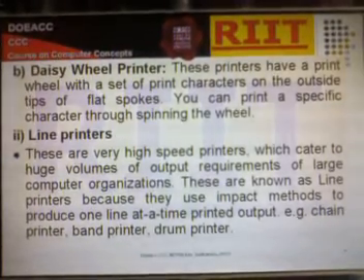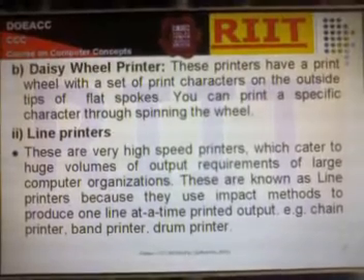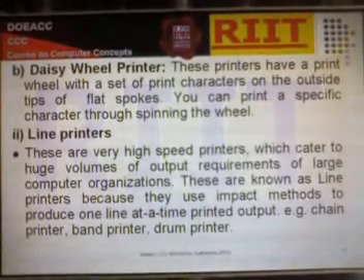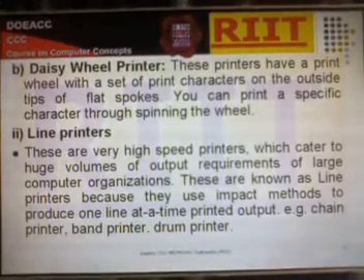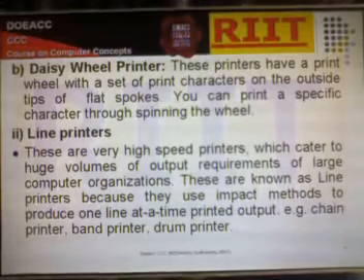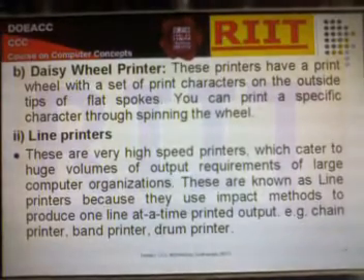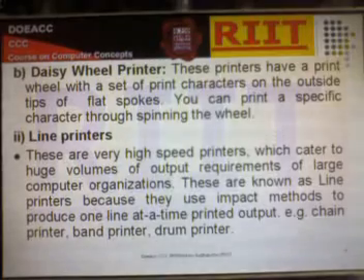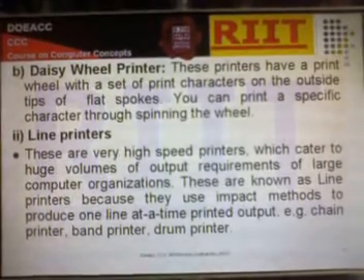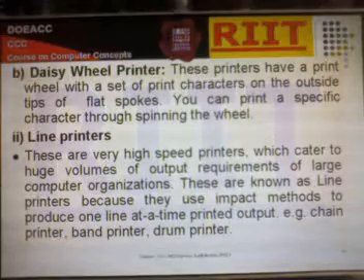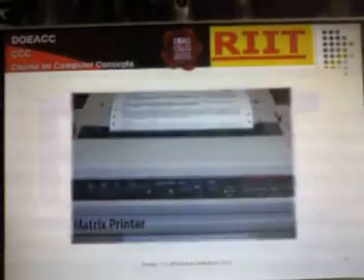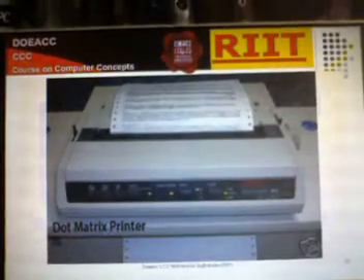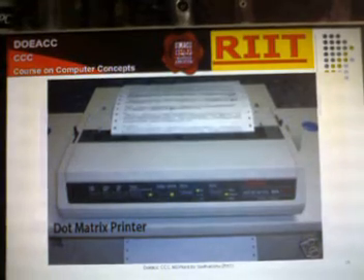The second is the line printer. These are very high speed printers which cater to the huge volumes of output requirement of large computer organizations. These are known as line printers because they use impact methods to produce one line at a time. Printed output, for example: chain printer, band printer, drum printer. Dot matrix printer displays like this.